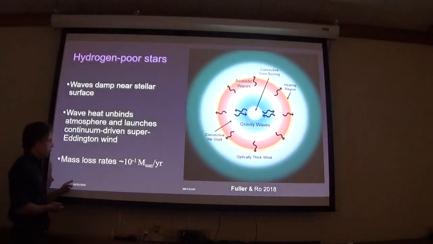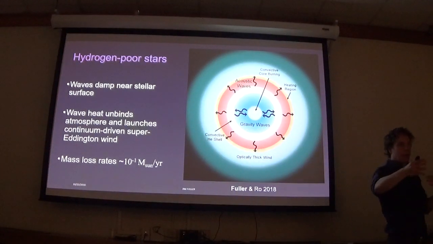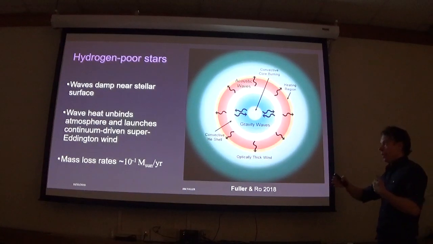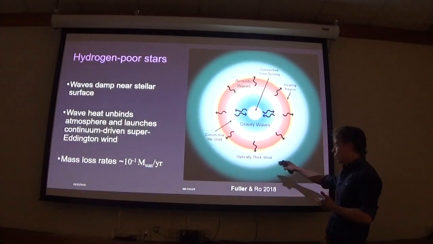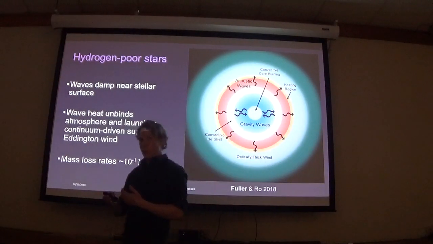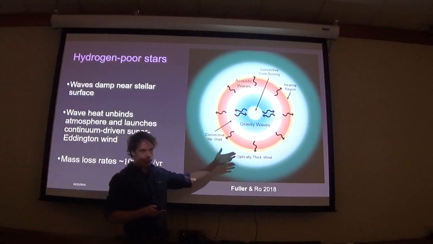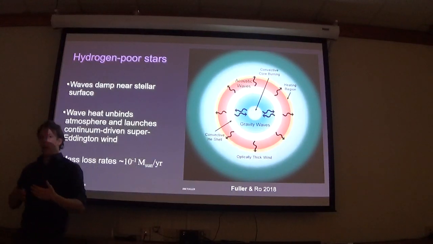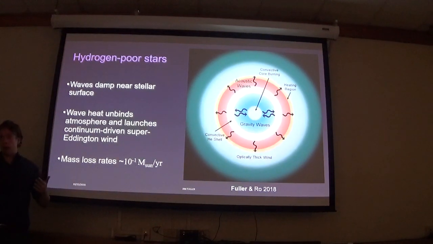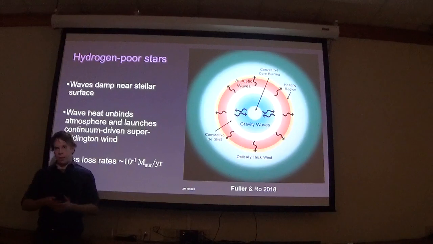Okay, last thing I want to mention: if this process occurs in a star without a big, thick hydrogen envelope, like say a type 1b progenitor, which has almost no hydrogen, then the waves are again damping at the edge of the helium core, but now that's actually near the photosphere. So in this case, the wave heat flux is very super-Eddington. What we find is the waves actually drive this very dense super-Eddington wind off the surface of the star. The mass loss rates in that wind from the models I've run can be of order 10 to the minus 1 solar masses per year. And that can eject this helium-rich material out into the CSM.